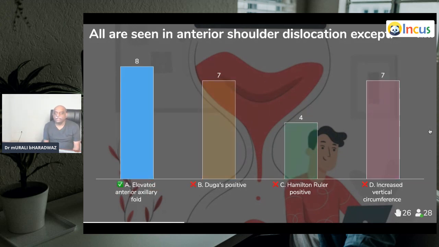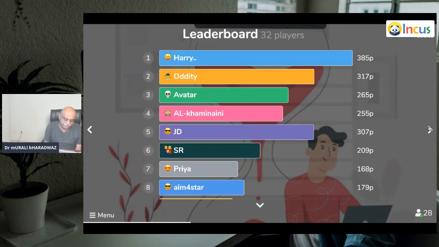Great. You see increased vertical circumference. Hamilton ruler is positive. Dugas is positive. They're all true about anterior dislocation.